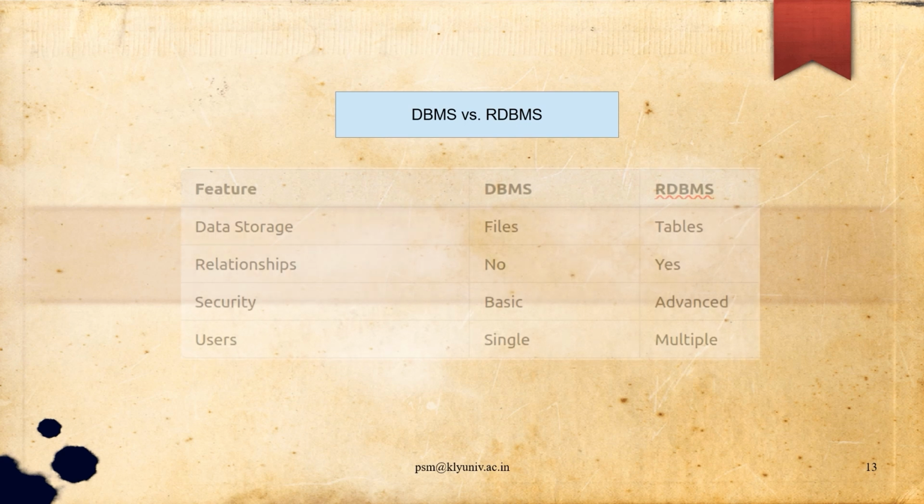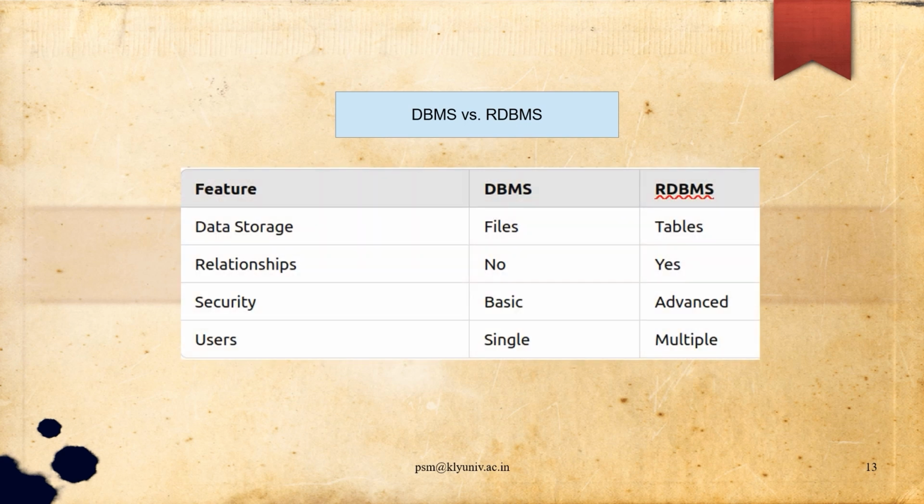Now, what is the difference between a simple DBMS and an RDBMS? Here you can see in the slide that in case of a typical DBMS, we handle files. In case of RDBMS, we handle tables. And in case of DBMS, there is no relationship.